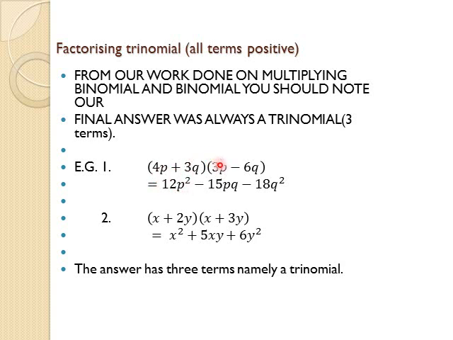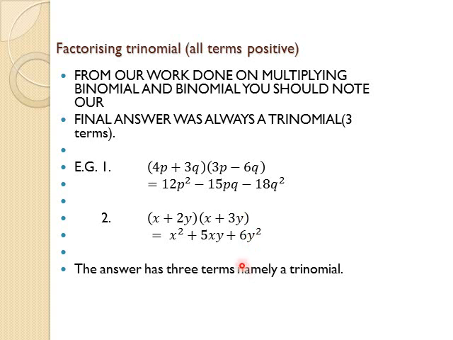For the middle term, 3 times 3 gives me 9. 24 times negative 6... negative 6 times 4 gives me negative 24, plus the 9 gives me negative 15pq. And for the last term, 3 times 6, which gives me 18, q times q, q squared. Same applied here: x times x gave me x squared, 2xy plus 3xy gave me the 5xy, and 2 times 3 gave me 6y squared.